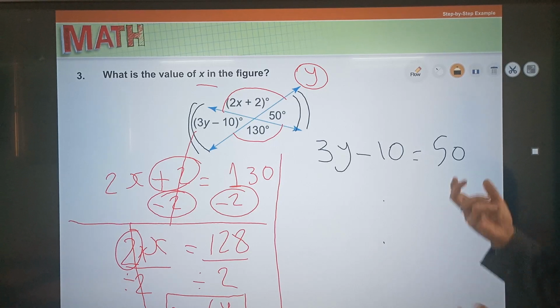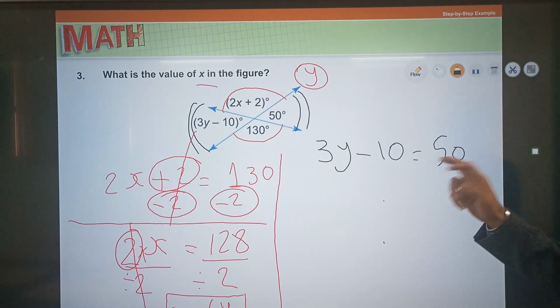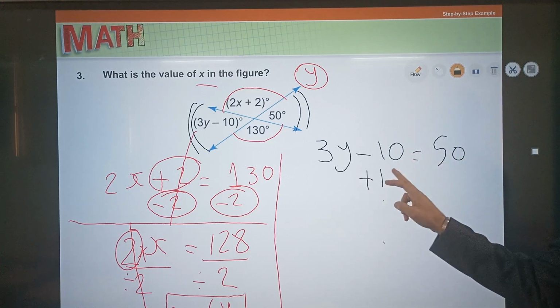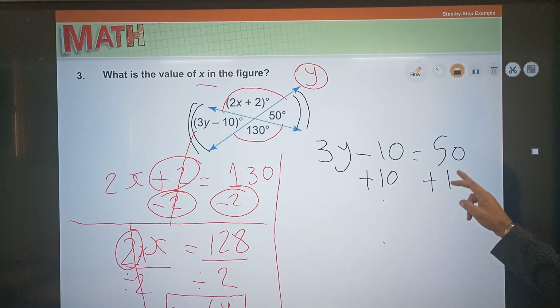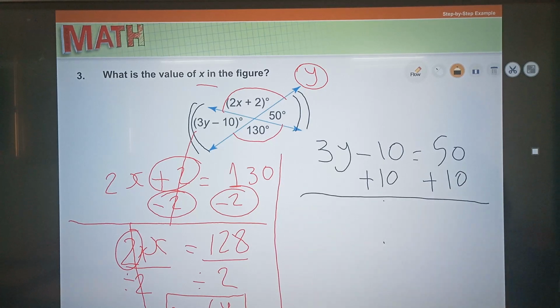Why do we call it an equation? Because we have two sides. So we will add both of them here, and we add both of them here, for both sides. Why add both of them, my friend? Because I need to cancel this with this.